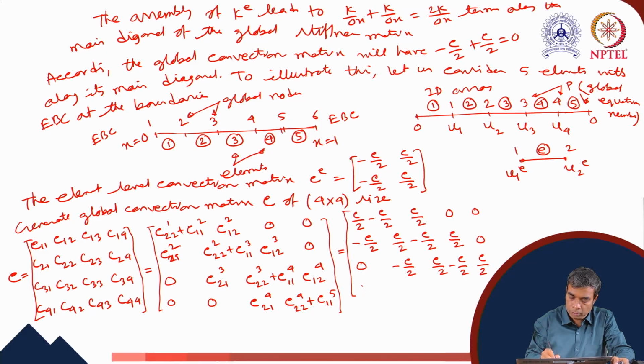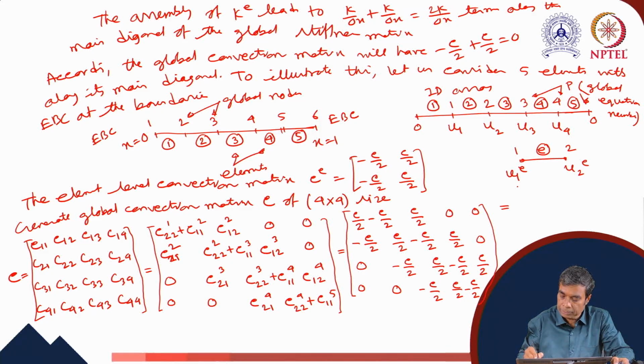Then in the fourth row, we have 2 zeros. Next is C214. This is minus C by 2. And the final diagonal term is C224 plus C115. This is C by 2 minus C by 2. So here we have the matrix terms.